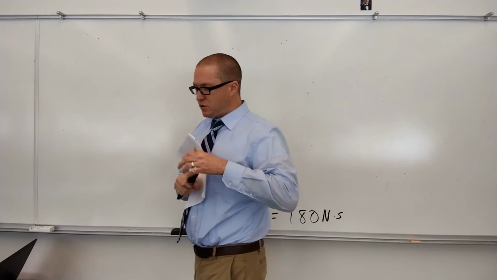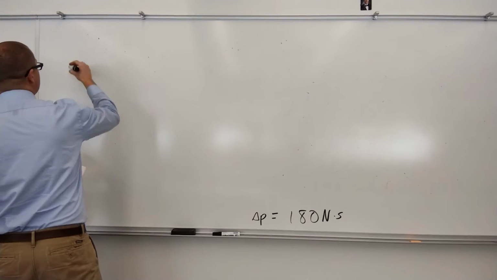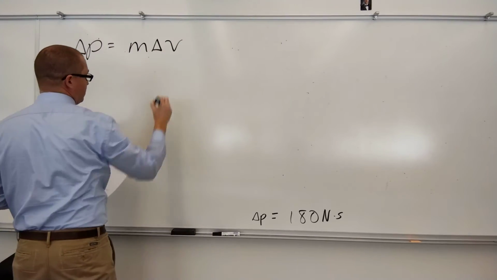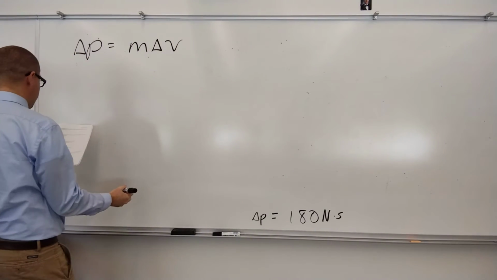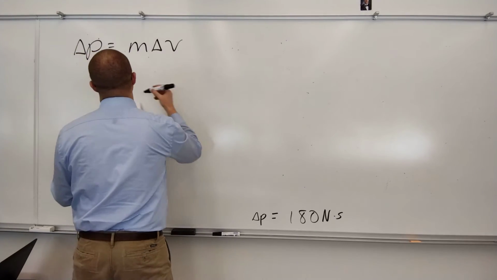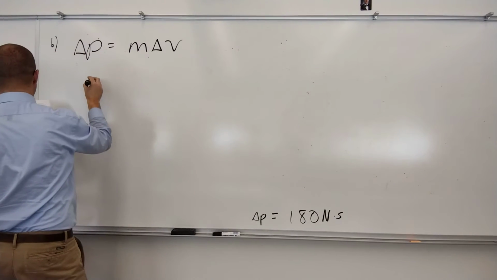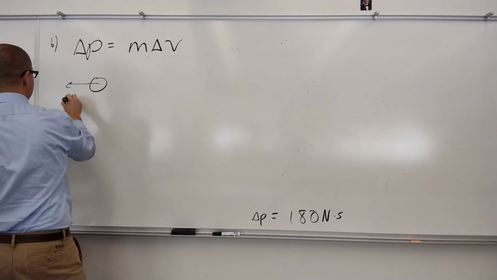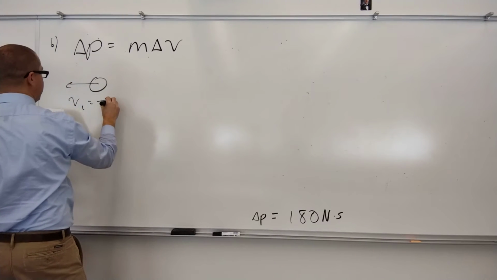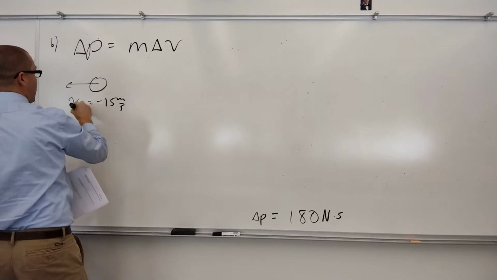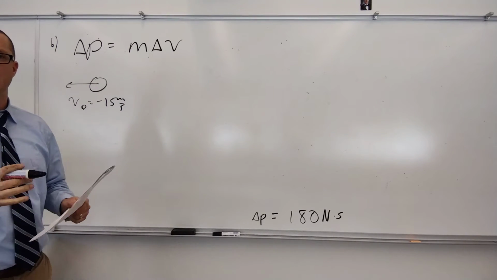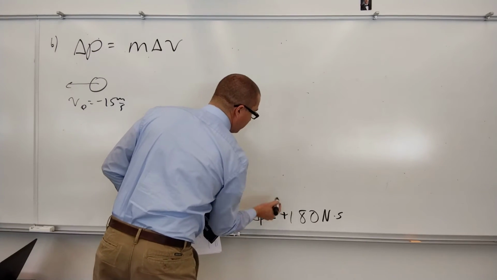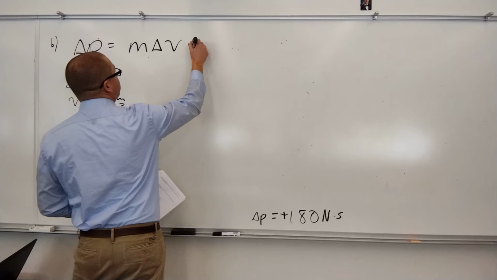All right. So delta p is always equal to m delta v, right? So in this part b here, we're going to say it's 2 kilograms and it's moving to the left. The initial is negative 15 meters per second, or v naught, I suppose I should say. So v naught is negative 15 meters per second. Delta p came out positive here. That means it's positive.